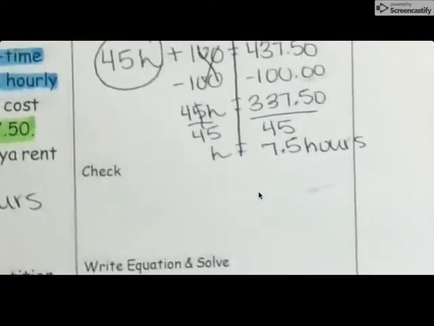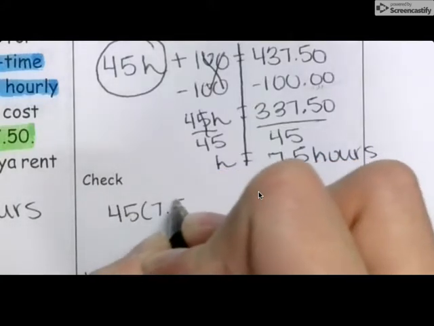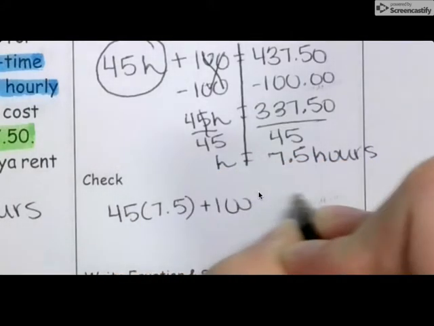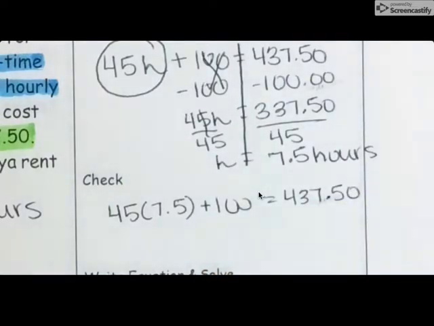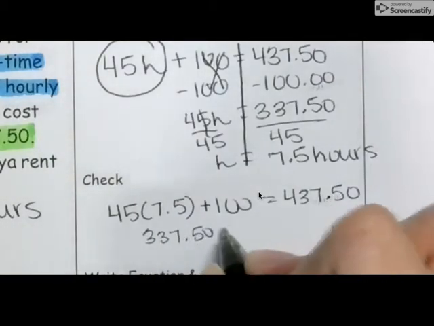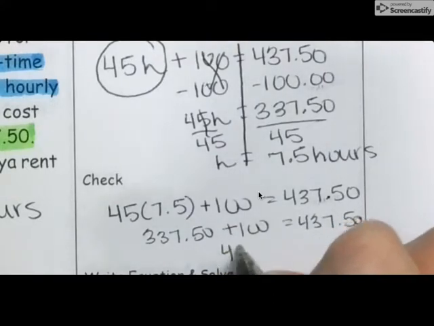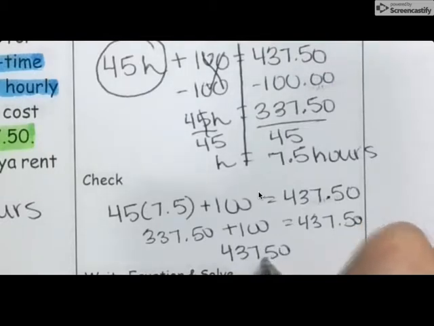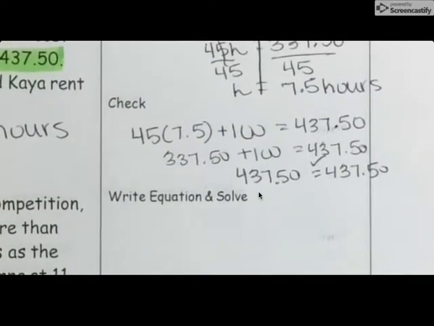And now if we look at the next part, our checking part, I'm going to plug in 7.5 in for H and add 100 and hope that it equals 437.50. This gives me 337.50 plus 100, 437.50 equals 437.50, and checks out. Okay? So that is what you should have.